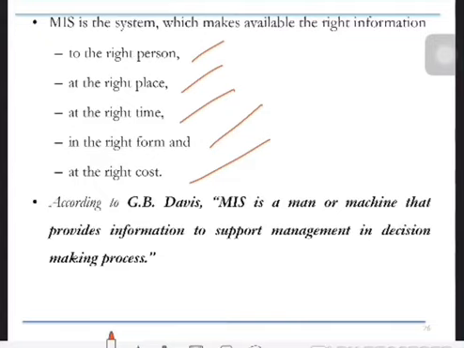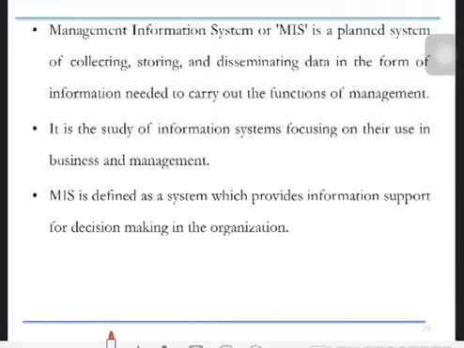Or according to Davis, MIS is a man or machine system that provides information to support management in the decision making process. Our management information system, or MIS, is a planned system of collecting, storing, and disseminating data in the form of information needed to carry out the functions of management. Or it is the study of information systems focusing on their use in business and management. Or MIS is defined as a system which provides information support for decision making. Simply, it is a system that provides information for managers to make decisions.